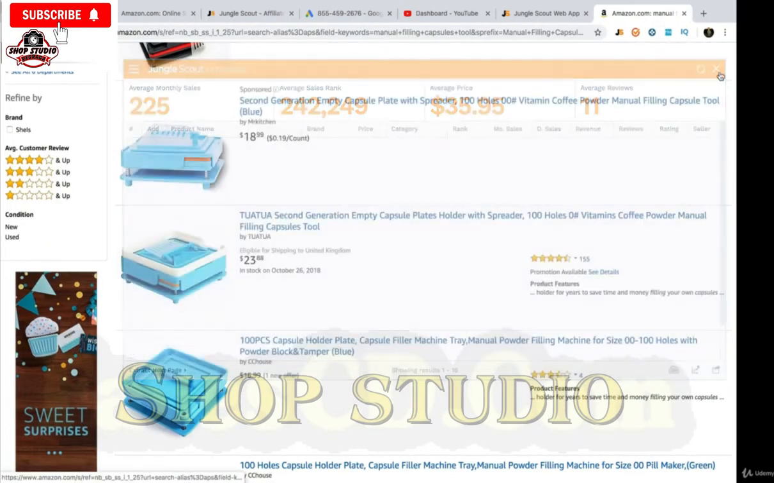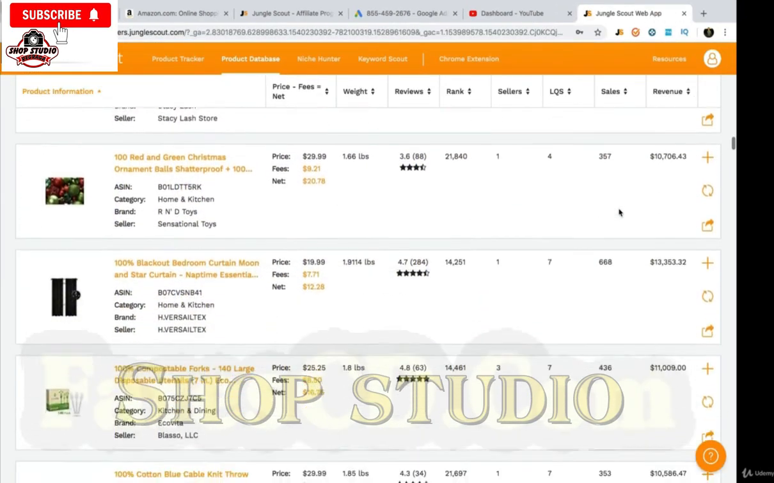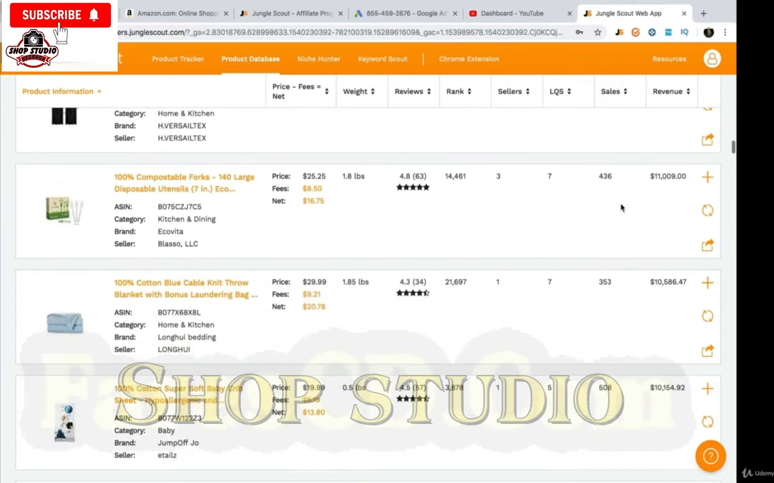So we will get off of this. I'll just show you one more. I'll go back to the Jungle Scout web app. Show you one more product example. Let's see if we can find one more.